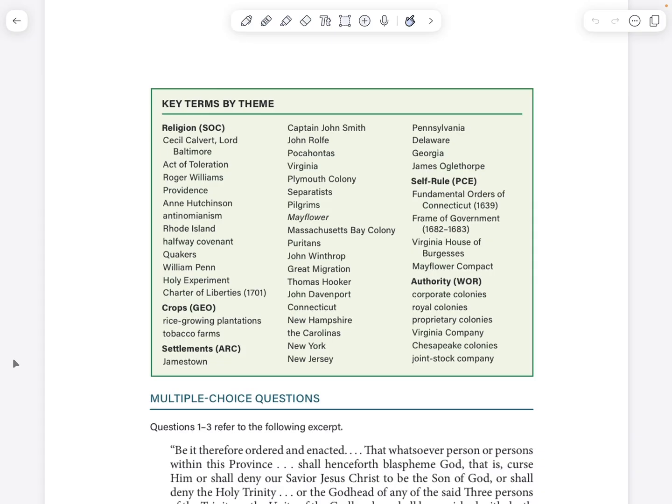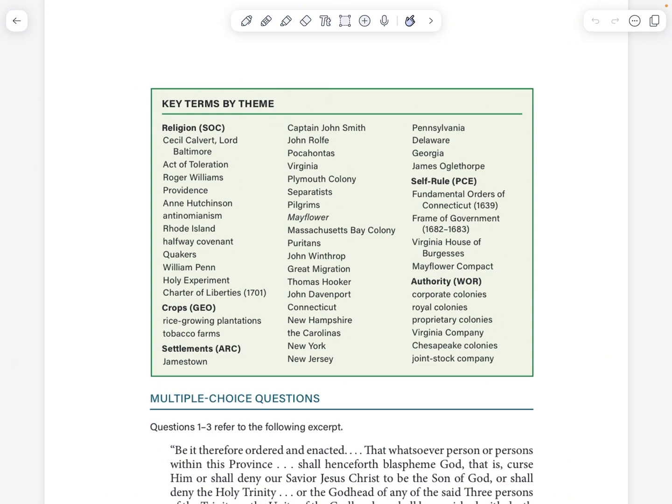Key terms by theme. Religion. Cecil Calvert, Lord Baltimore. Act of Toleration. Roger Williams. Providence. Anne Hutchinson. Antinomianism. Rhode Island. Halfway Covenant. Quakers. William Penn. Holy Experiment.